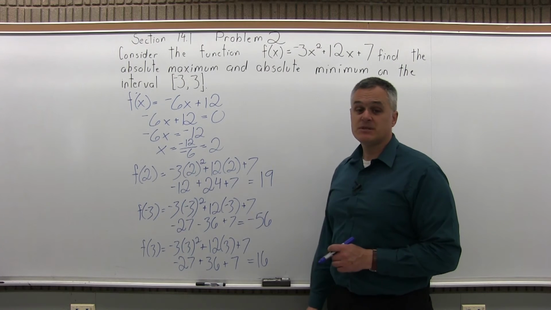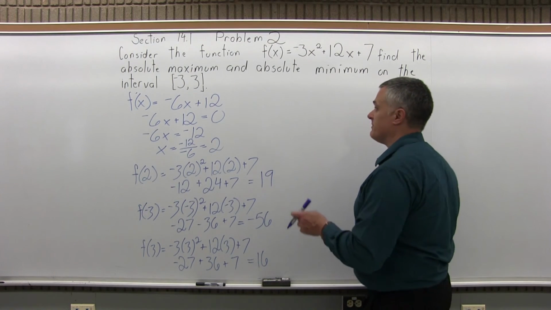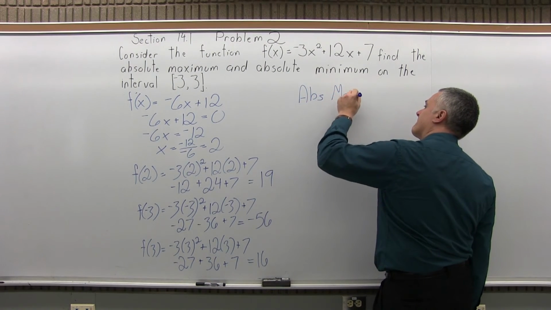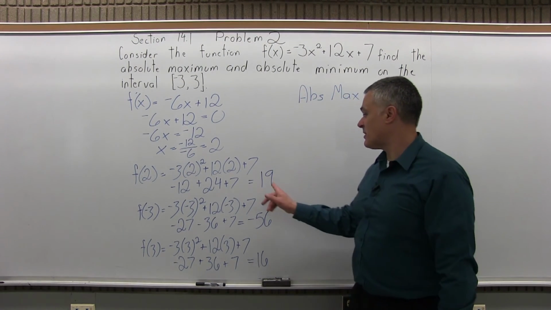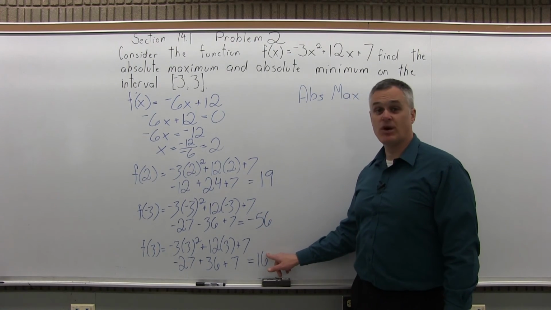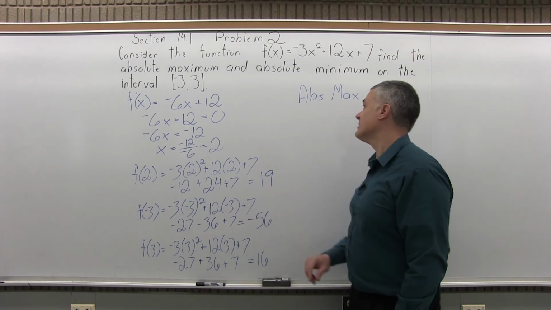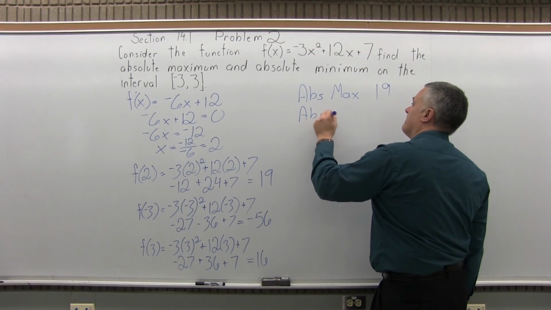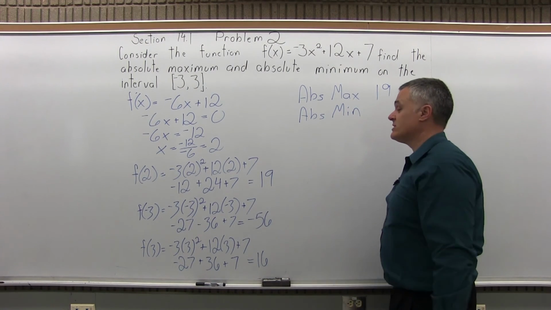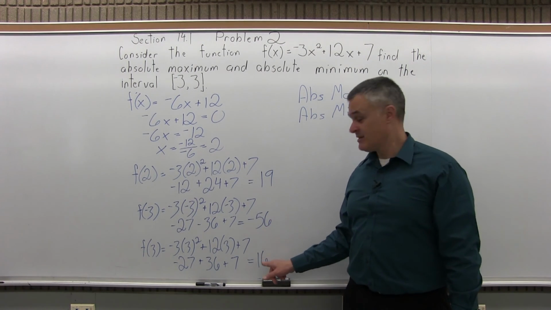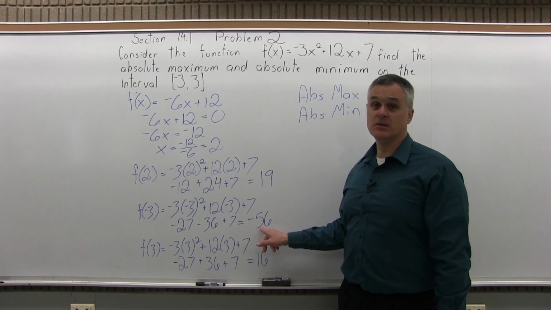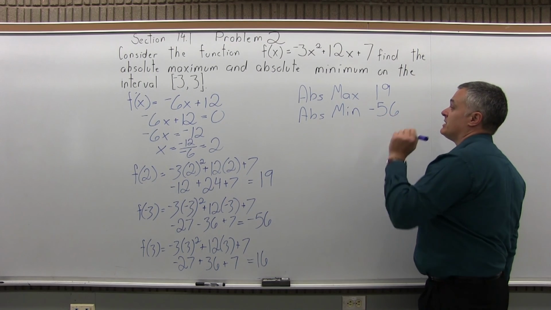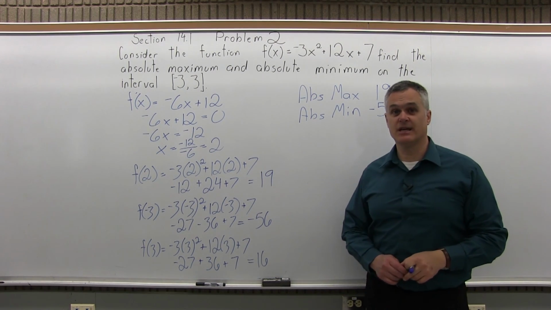So now the final step, step 6, is state the absolute maximum and absolute minimum. So the absolute maximum, well, my choices for maximum are positive 19, negative 56, and positive 16. Well, 19 is the biggest. That makes it the absolute maximum. And for absolute minimum, again, I have the choices positive 19, negative 56, and positive 16. Well, the minimum is clearly the minus 56. So that's the answer. The absolute maximum is positive 19, and the absolute minimum is negative 56.